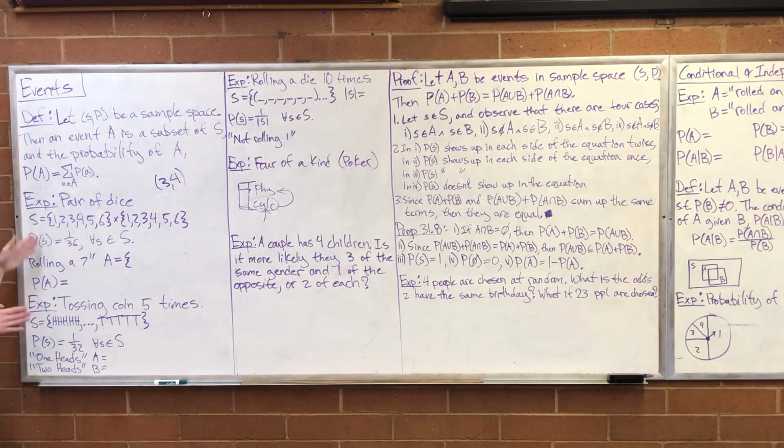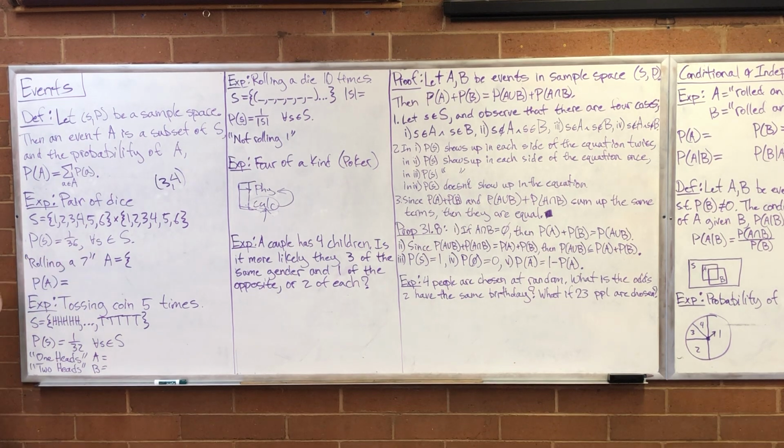If each outcome in S is equally likely, then 1 over 36, or 1 over the size of S, is the probability of a particular event. Does that make sense what I said? I might have said a word wrong, I don't know.